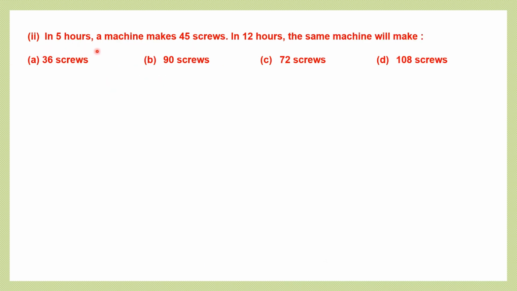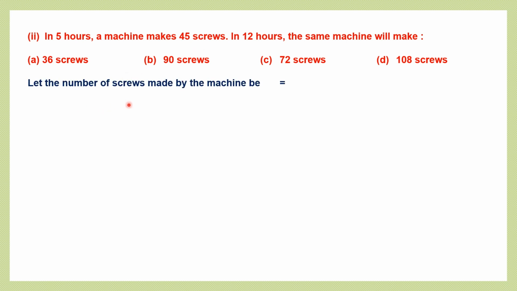Question 2. In 5 hours, a machine makes 45 screws. So in 12 hours, the same machine will make... So here we need to first find out whether it's direct or inverse variation. So in 5 hours, 45 screws are made. Now if you increase the number of hours, the number of screws made also will increase, isn't it? So this is direct variation.